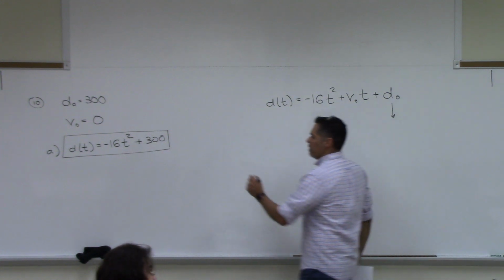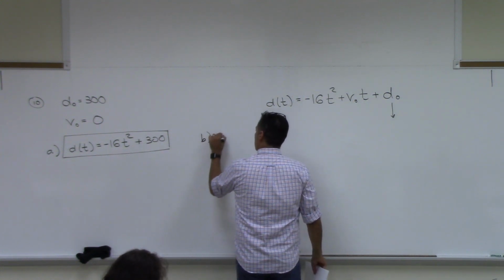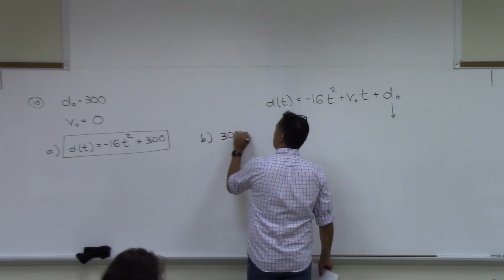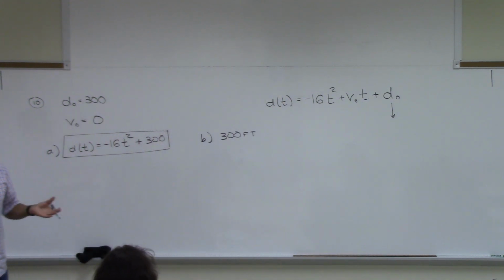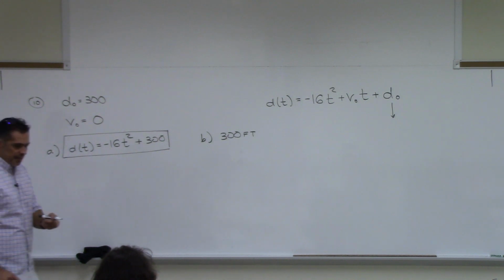So there's no work that you need to do for part B. Well, you do need to put 300 feet. Don't just put 300, put 300 feet, because it's not 300 meters, it's not 300 miles, it's not 300 inches, 300 feet.